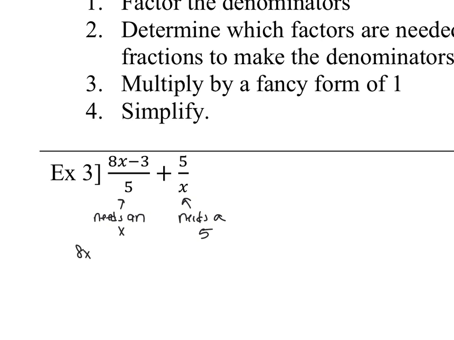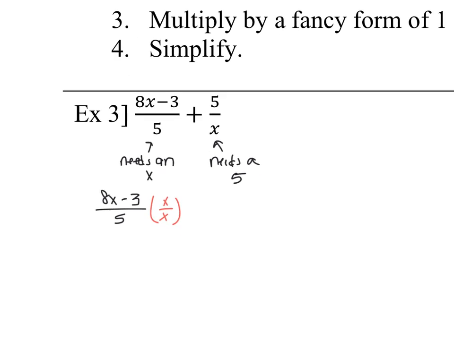So we have our first fraction, x minus 3 all over 5. What we're going to do is multiply by a fancy form of 1. We said earlier that it needed an x, so we're going to multiply by x over x. Then we have plus 5 over x, and this one we said we needed a 5, so we're going to multiply by a fancy form of 1, 5 over 5. Let me fix that to make it look more like a 5, not an s. Let's try this again. 5 over 5.